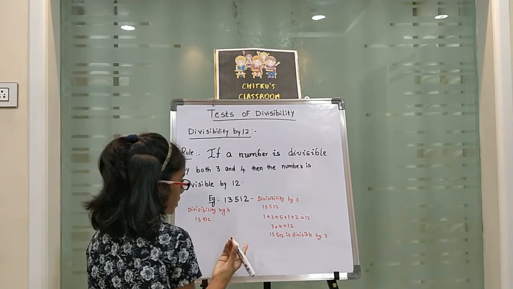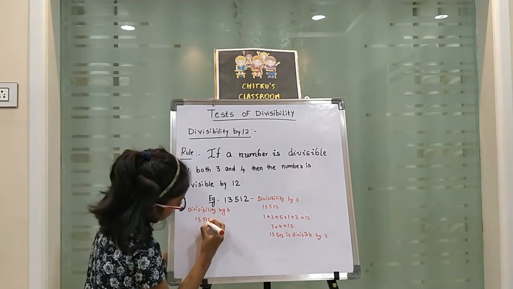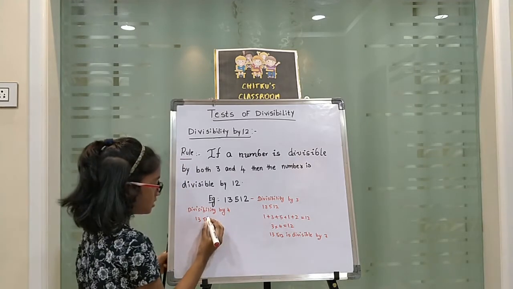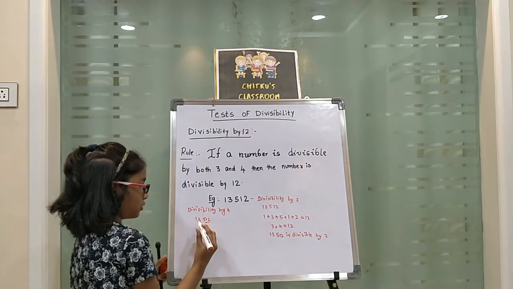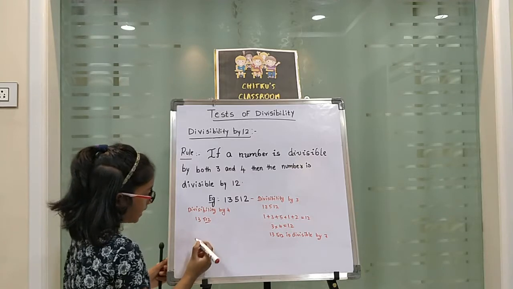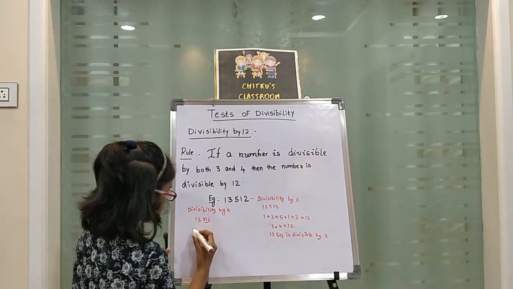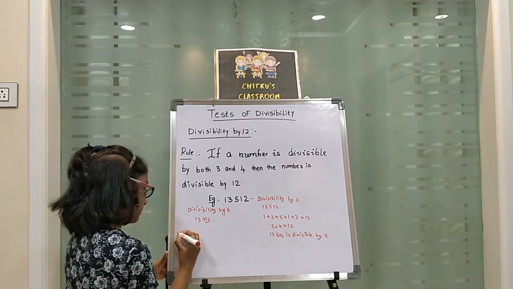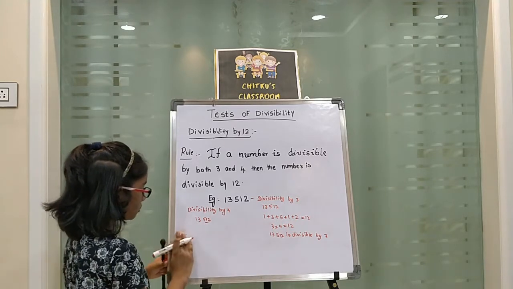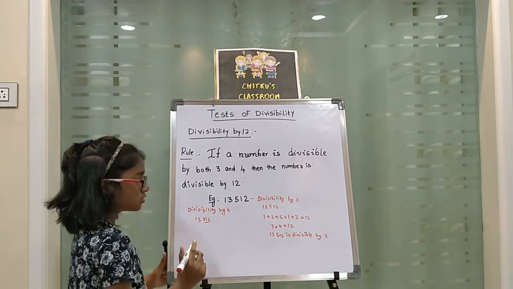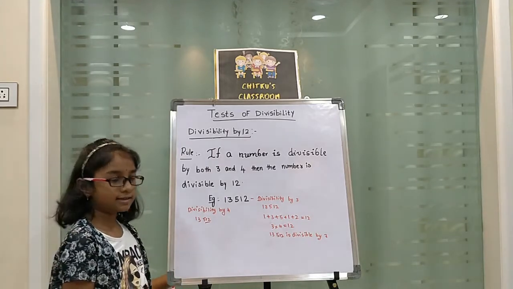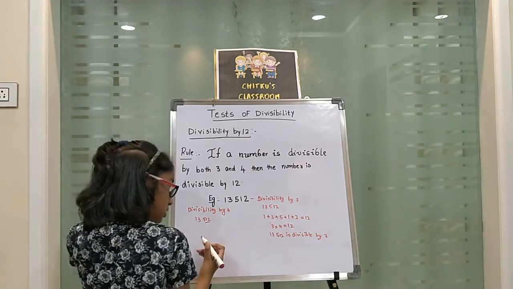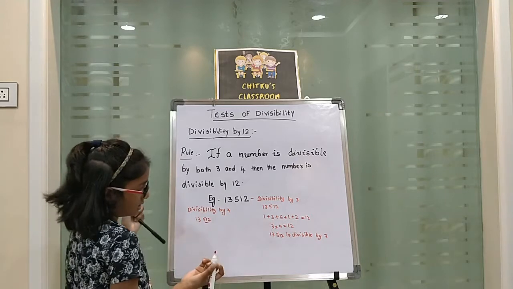13,512. The last two digits are 12. So is 12 divisible by 4? Yes. So 12 divided by 4 is possible. So the remainder is 0. So 4 times 3 is equal to 12. So that means the remainder is 0.